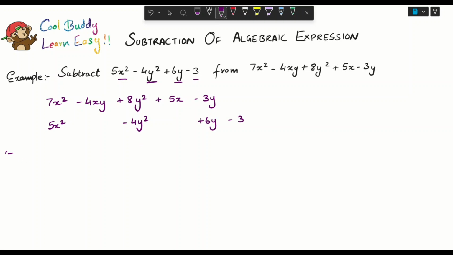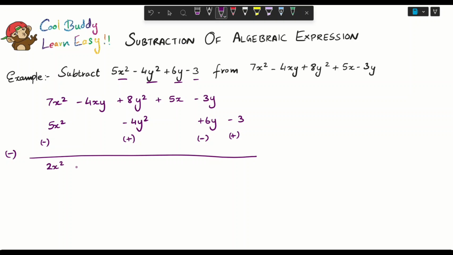Since it is subtraction, we have to interchange the signs. Plus becomes minus, minus becomes plus, plus becomes minus, and minus becomes plus. And then, as usual, we have to add them. We'll get 2x square minus 4xy, and then plus 8y square plus 4y square. We'll get plus 12y square, and then plus 5x, and then minus 9y, and then plus 3.